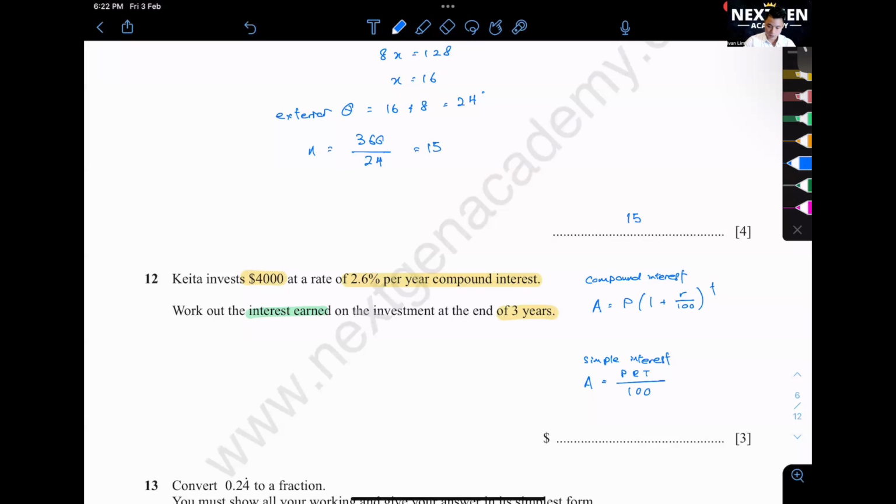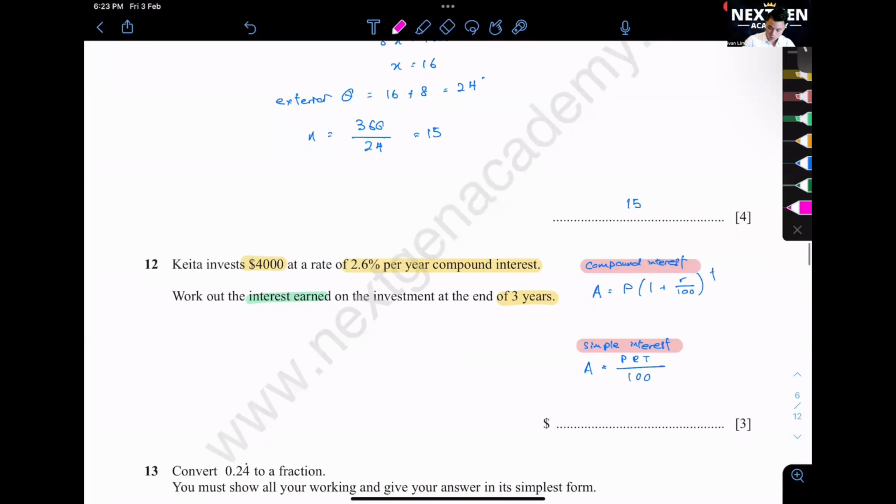Okay, what's the difference between this A and this A? What's the difference between the two A's here? Okay, Chen Xiao says, simple interest is only interest. Compound interest is including the original amount. Please take note on this because I see many students get confused, because sometimes you need to look at what the question is asking you. So this one, compound interest includes the original value.